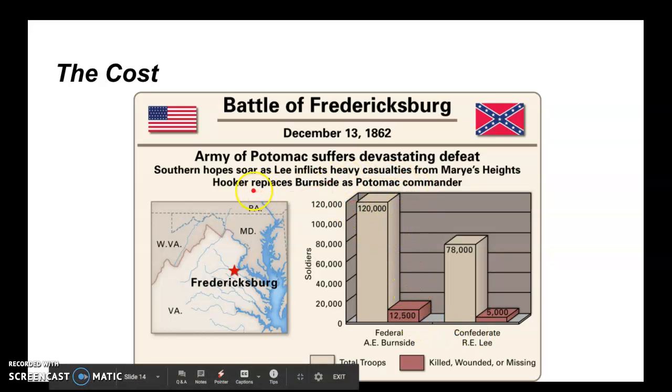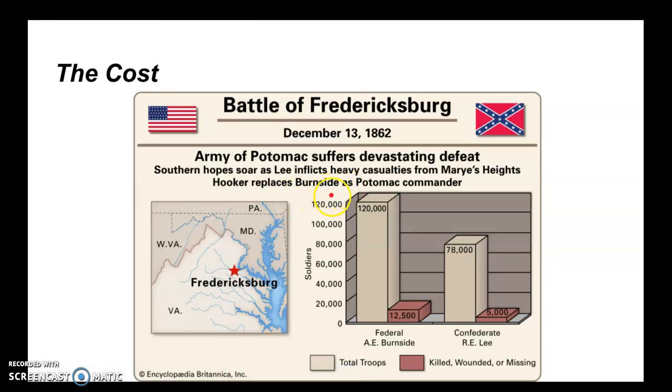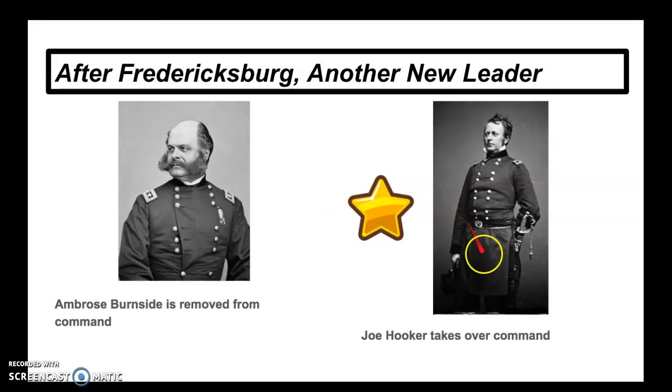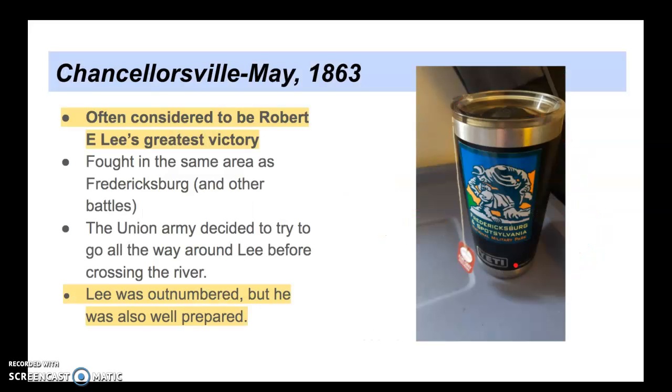And you can see it says right here, Burnside is going to be removed from command after this battle. He's replaced by a guy named Fighting Joe Hooker. People say he's a man who talked and drank too much for his own good, and he's going to have some problems too, just like Burnside and McClellan have had. So the next big battle we're going to talk about is Chancellorsville.